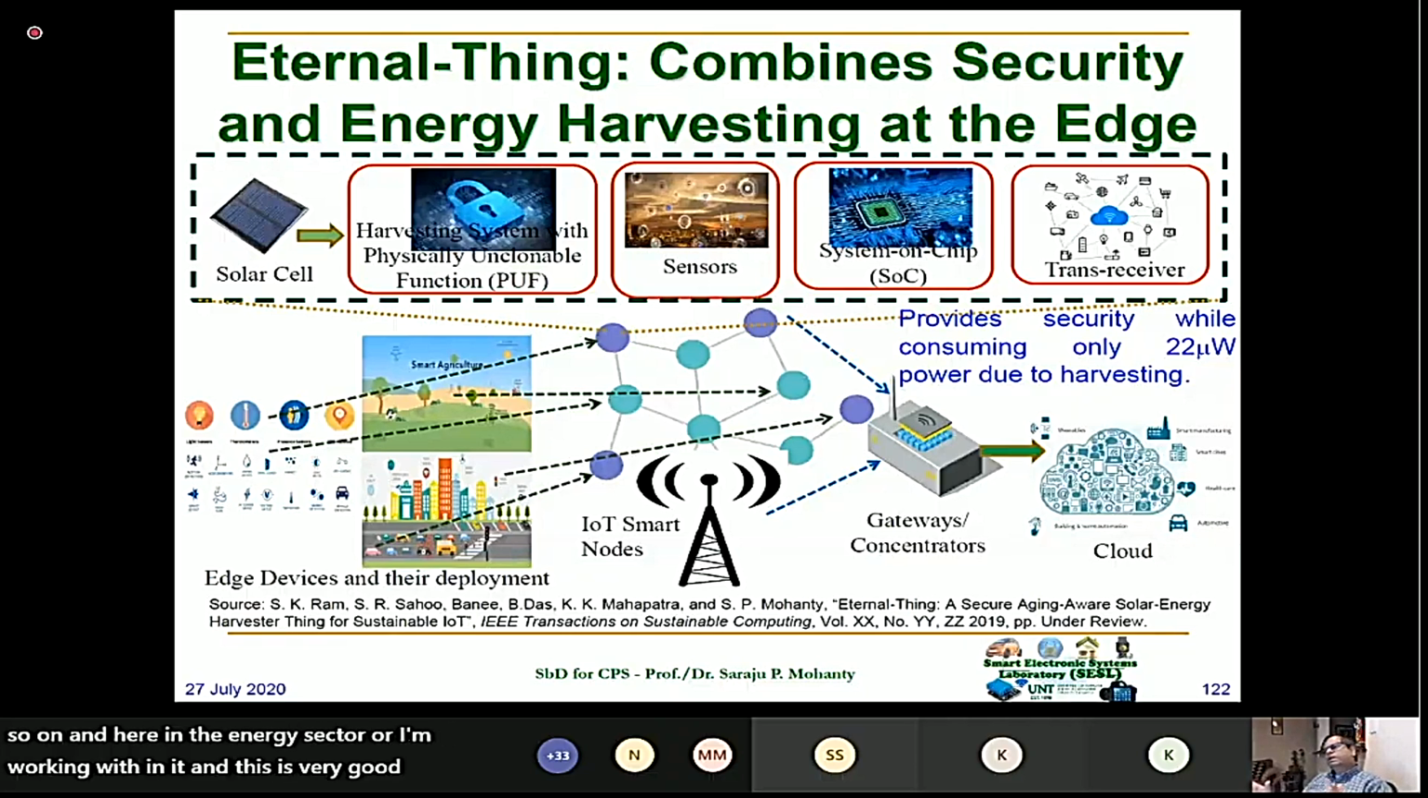And this is a very interesting idea that I like, which we call the Eternal Thing. The big idea here is you design an IoT node, and that IoT node is self-powered by solar, and it has security features. As a result, it's always able to supply its own power and able to be part of a smart agriculture or a smart city kind of environment. That's the big idea here. And this chip has been fabricated and characterized, and this is actually accepted; you can get it in IEEE Xplore.